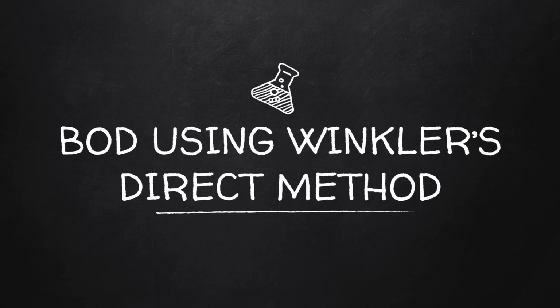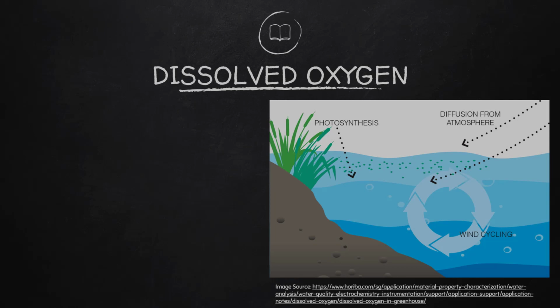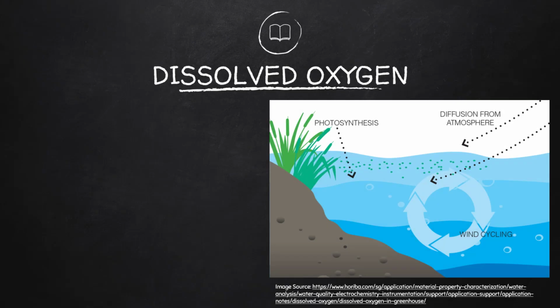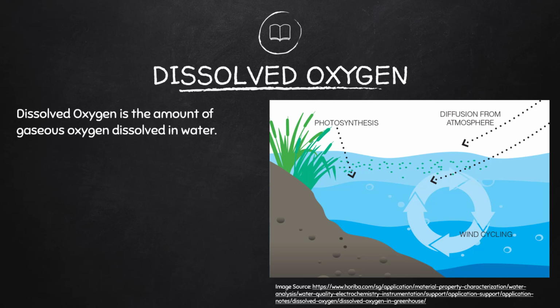In this video, we will learn how to find the biochemical oxygen demand or BOD of water samples using Winkler's direct method. But before we proceed, let us first define some concepts surrounding BOD. The first one is the dissolved oxygen. Dissolved oxygen is the amount of gaseous oxygen dissolved in water.